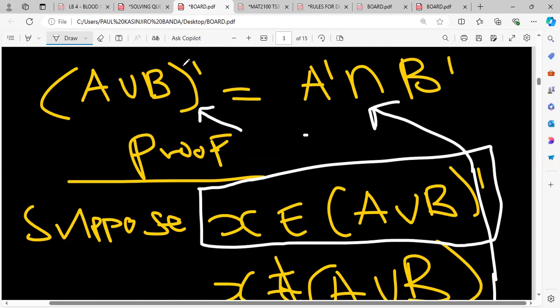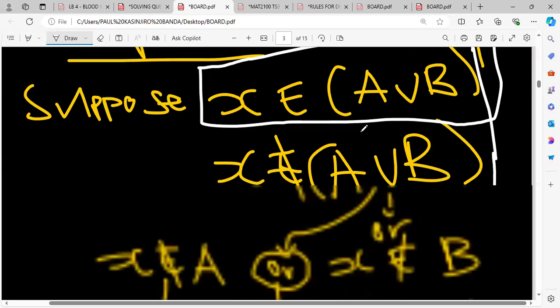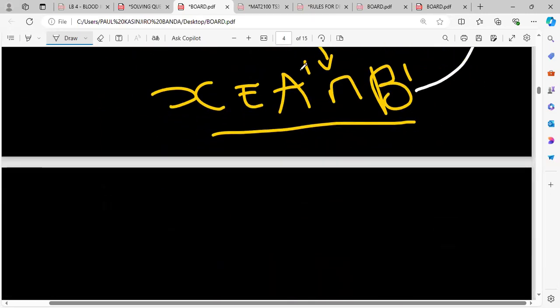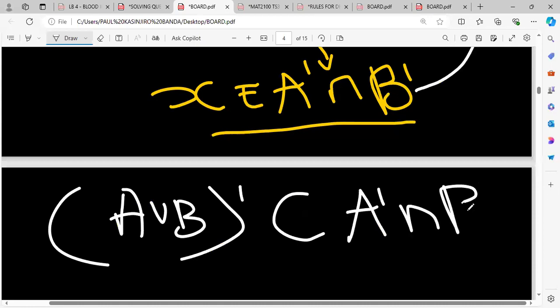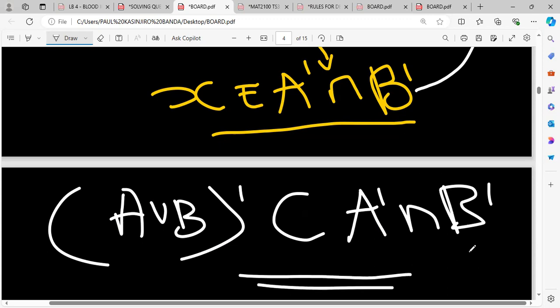So if X is a member of this, and then again, that X is a member of this, okay, then it means that this guy is a subset of this. Okay, so this you would have completed the 50% of the proof. So you are going to say A union B complement is actually a subset of this guy here, which is A complement intersection B complement. Okay, so this here will be 50% of the job.